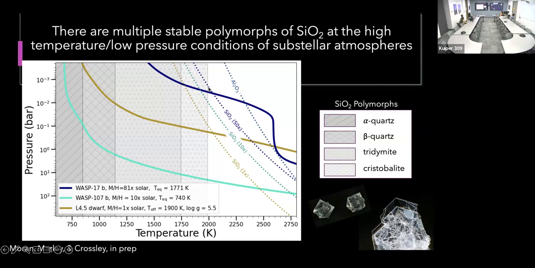So we can see here that the initial phase that happens is cristobalite, and then maybe in the upper atmosphere of a couple of these objects, you end up in the tridymite phase. Maybe you eventually go to beta quartz, and then for the very coolest objects, maybe you're ending up with alpha quartz.